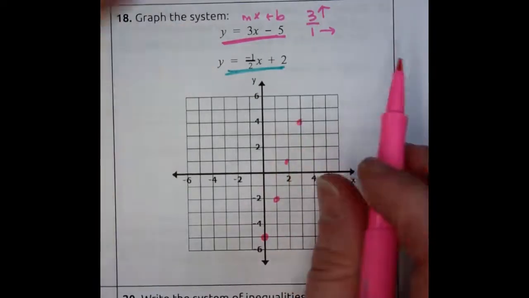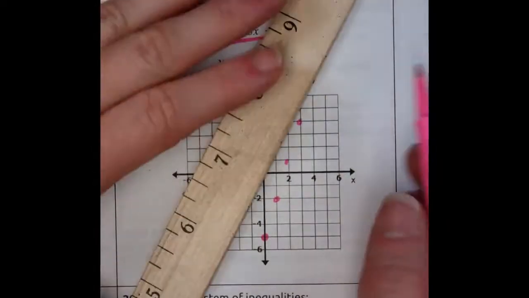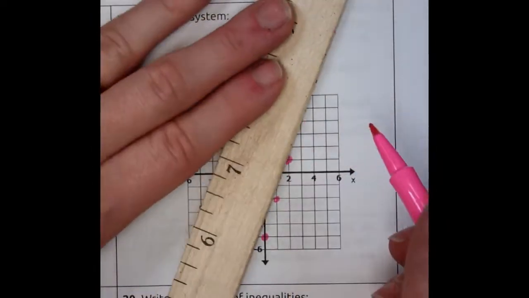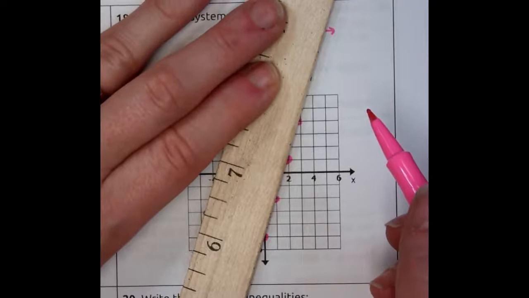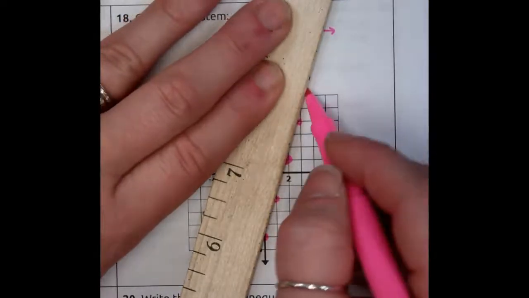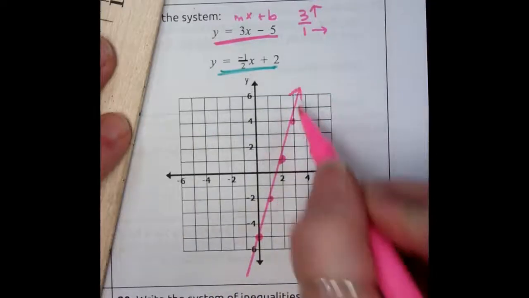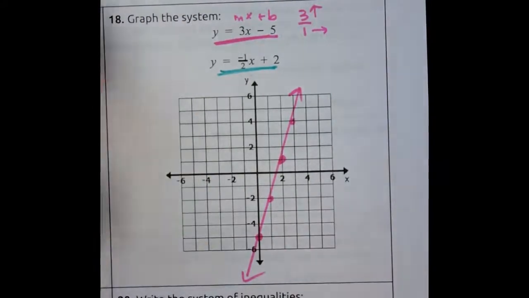All right, and then we want to line them up. I did a bad job right there. Okay. And draw our line through the entire thing. We don't have any inequalities here, so we don't have to worry about dashed lines or solid lines. They're equal signs, so they're solid.